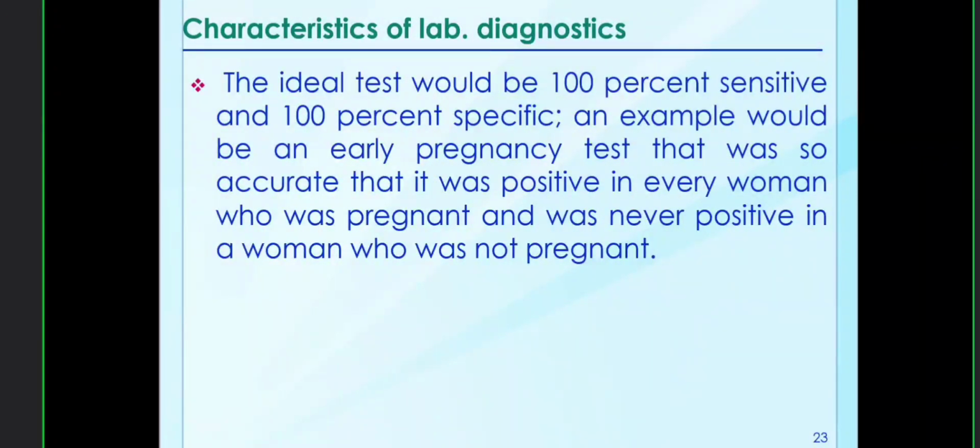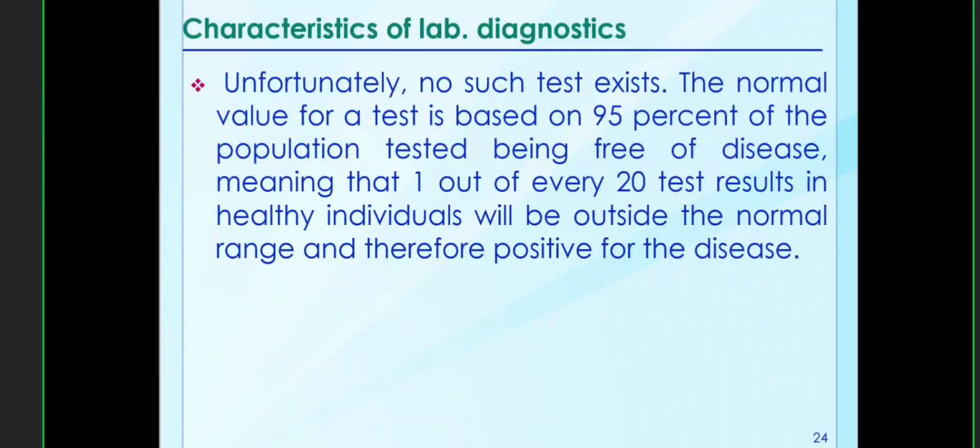The ideal test would be 100% sensitivity and 100% specificity. An example would be an early pregnancy test that was so accurate that it was positive in every woman who was pregnant and was never positive in a woman who was not pregnant. Unfortunately, no such test exists.